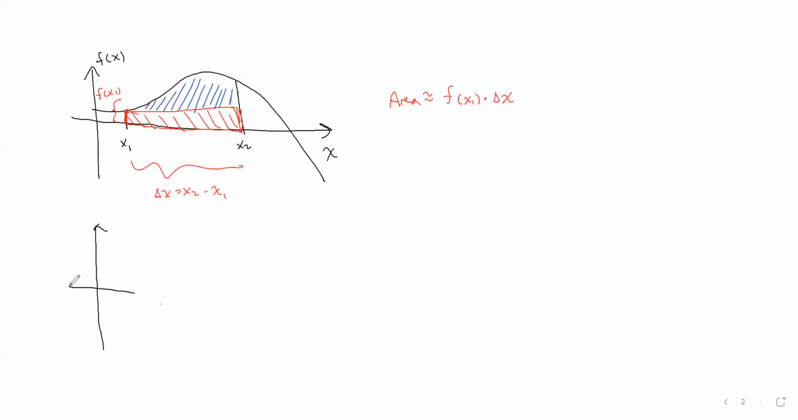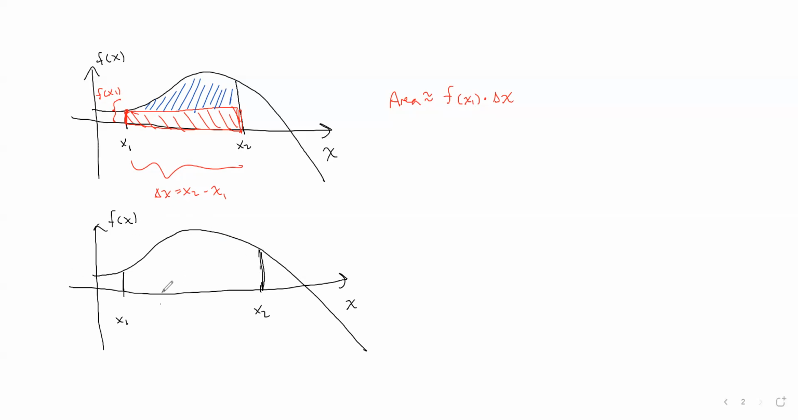Perhaps I do something like this instead. The graph of f of x versus x looks something like this. This is x1. This is x2. I see the area that I'm trying to capture. What if instead I break this interval up into 3 subintervals? So the entire range here over which I'm integrating is delta x.